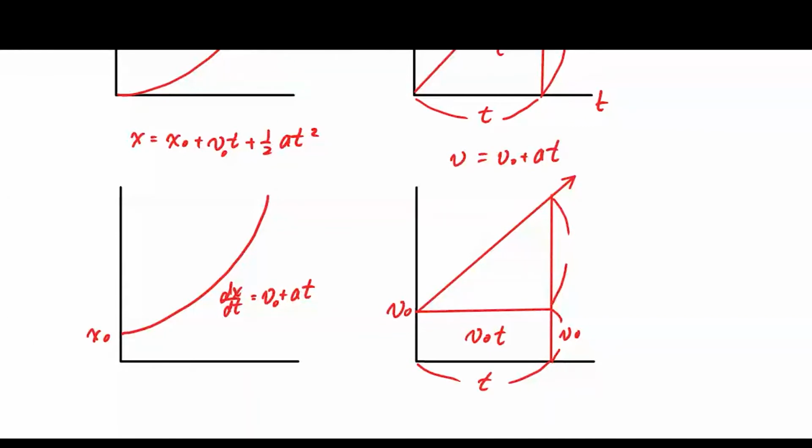It's V minus V naught. No. Nice try, though. AT. AT makes sense? V naught plus AT, you know what I'm saying? So give me the area of this triangle then. 1/2 AT squared. AT times T over 2? So the total area is V naught T plus 1/2 AT squared.